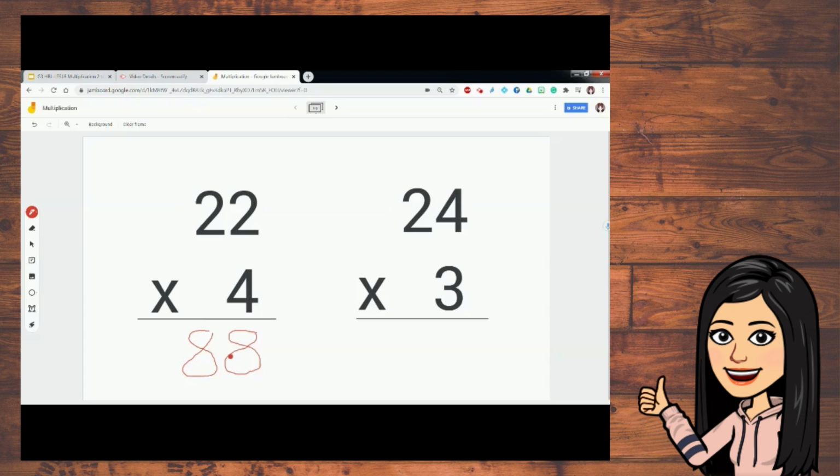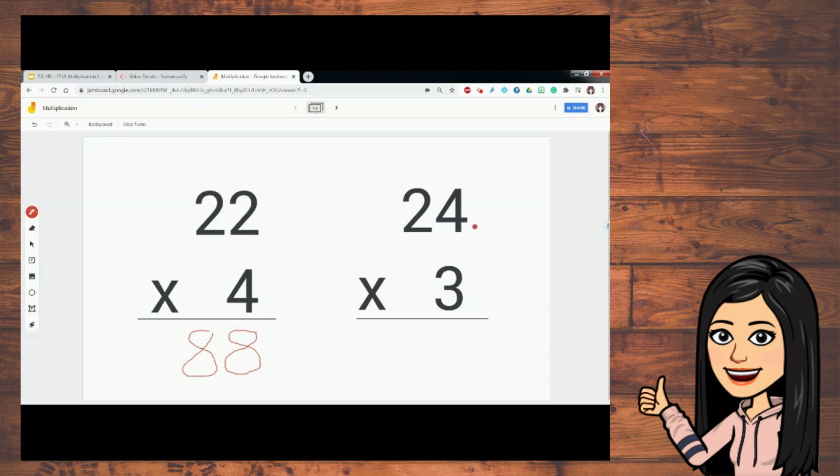Okay? Now, try to check your own paper if you got the correct answer also. Okay, now let's proceed to the next example. So we have 24 times 3. So again, you have to multiply the digit on the bottom to the digits on the top.